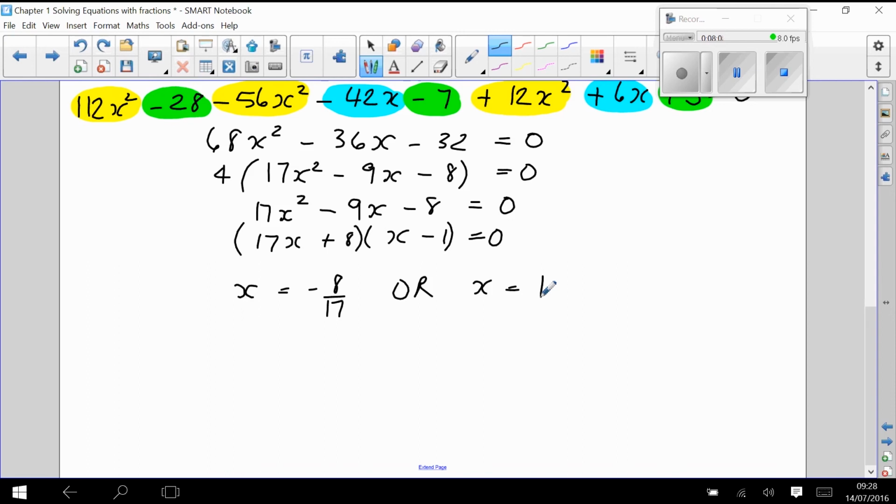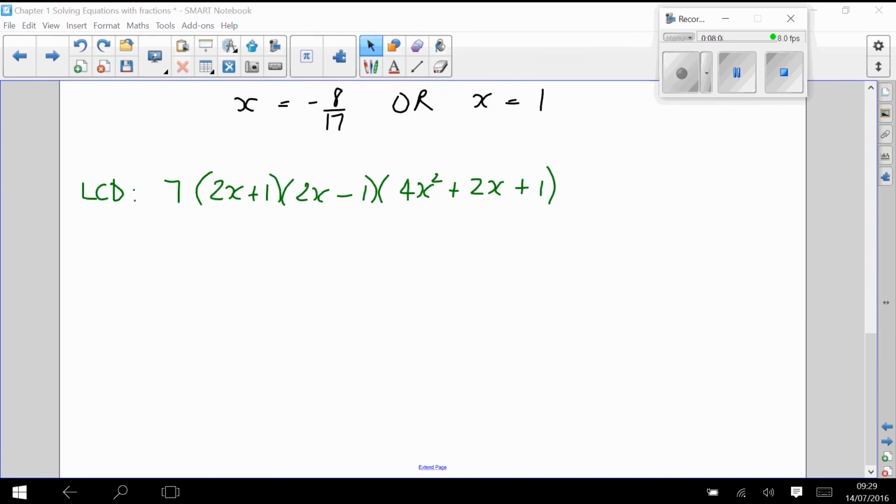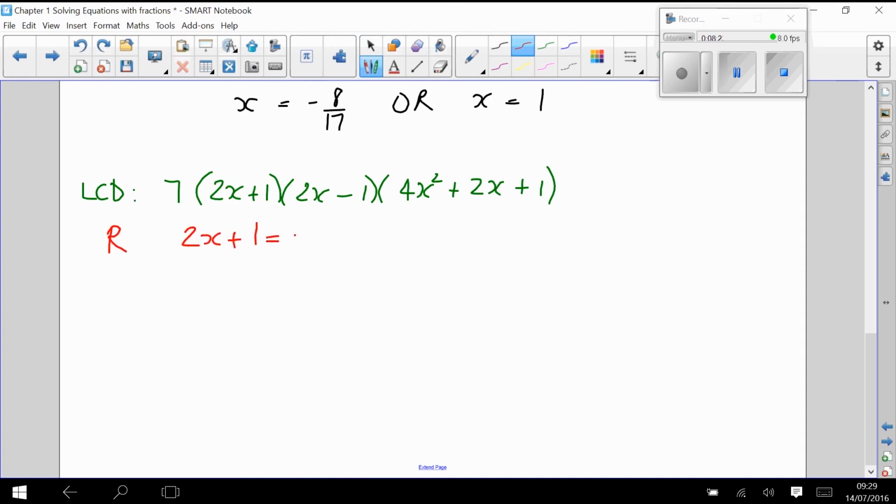I do this by looking at the LCD. As both 7 and the long quadratic factor could not be equal to 0, I have two restrictions that I have to consider. My first restriction is going to be when 2x plus 1 is equal to 0. In other words, when x is going to be equal to minus a half. And my second restriction is going to be when 2x minus 1 is equal to 0. In other words, when x is equal to a half. As neither of these restrictions is reflected in the solutions that I got, I have two very valid solutions that I can use to solve this equation.